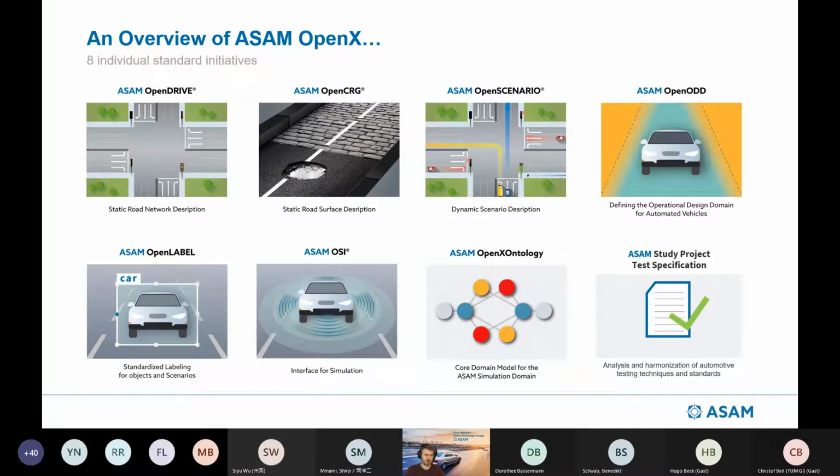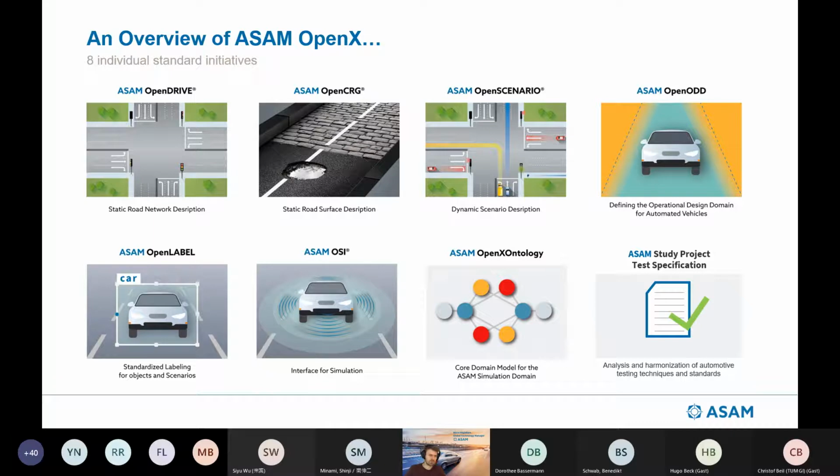Then, for example, OpenScenario has two streams right now: the OpenScenario 1.x using an XML-based format similar to OpenDRIVE, and then OpenScenario 2.0, which is currently in the release candidate phase and is waiting for review and feedback, and will be a scenario description language.